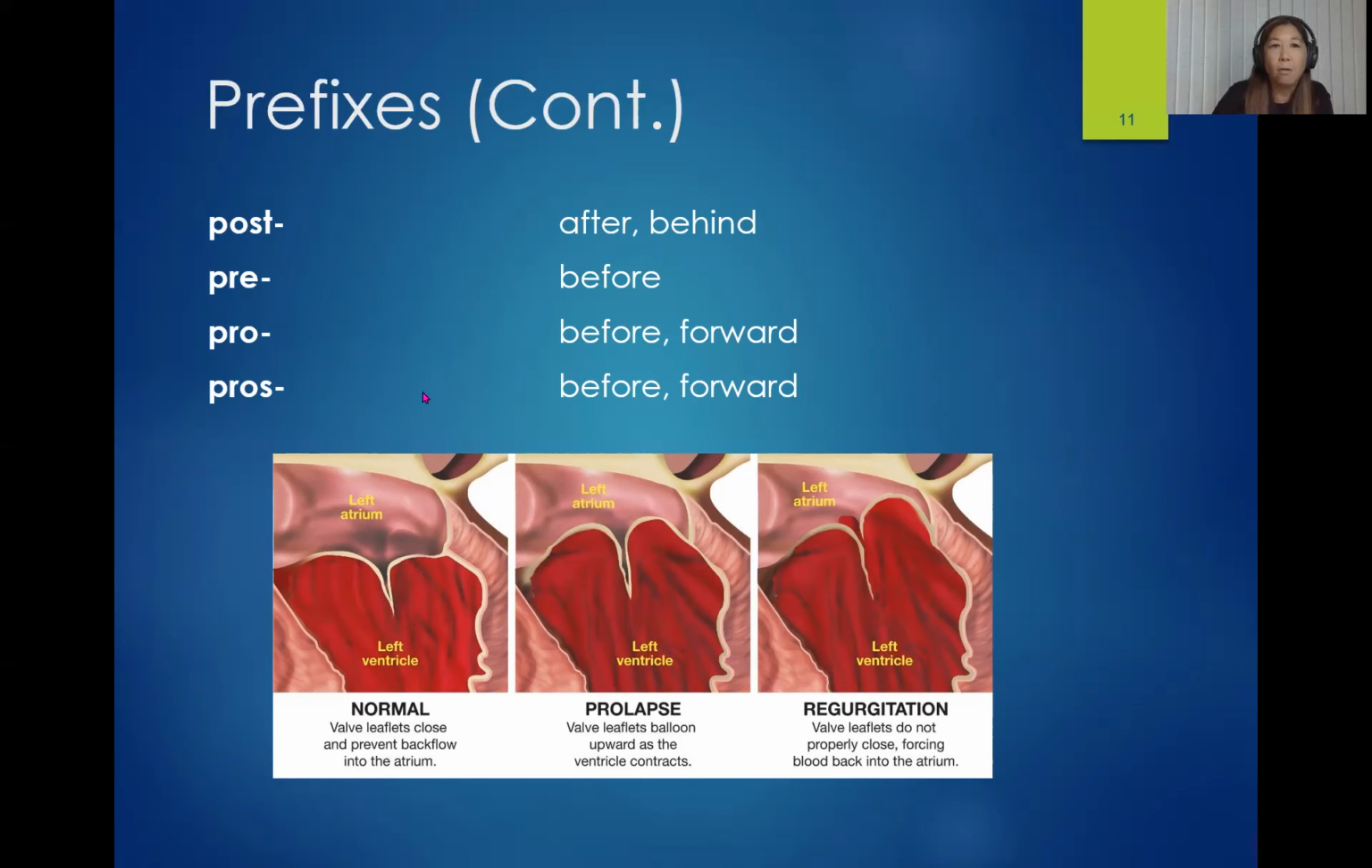Pros also means before or forward. A term that you may be familiar with is prosthesis, right? So the Greek word tithemi means to put, right? And pros means before. So a prosthesis is something that is put before, added on to the body. Prosthetic or prosthesis.